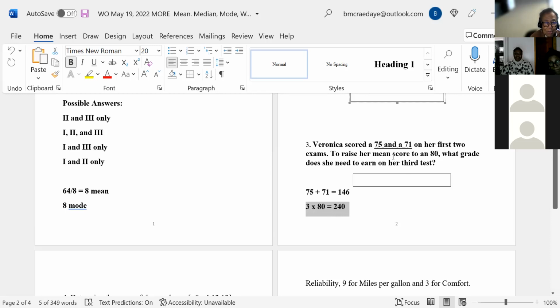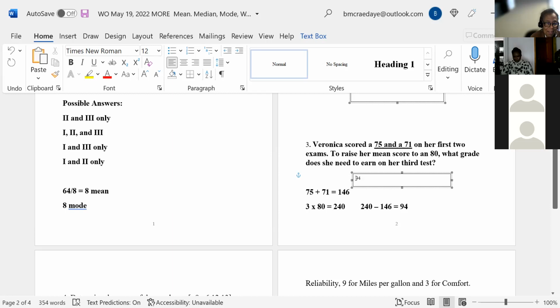What grade does she need to earn on her third test to get 240? How much does she have already? 75 plus 71, right? 146. Yes. So how much would she need to get to this 240? Okay, so 94. Yes, you subtract, 240 minus 146 equals 94. So that's what she'd have to earn on her third test. I didn't understand the question, Miss.